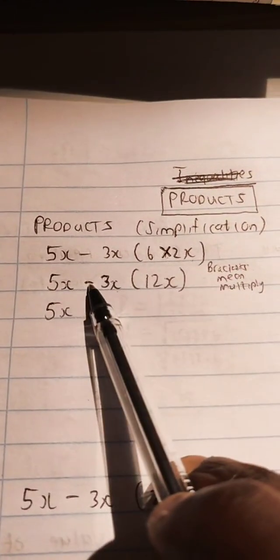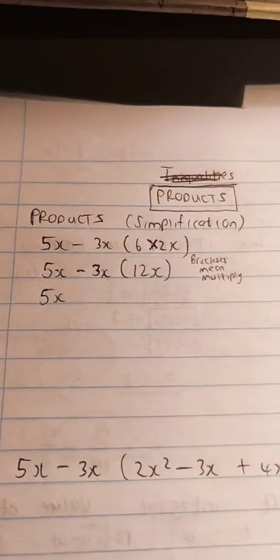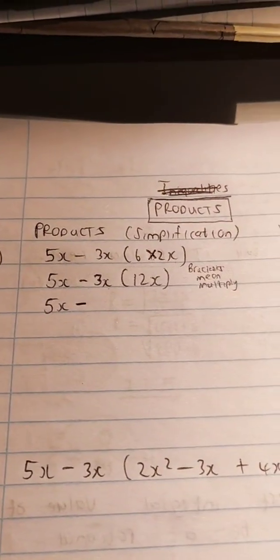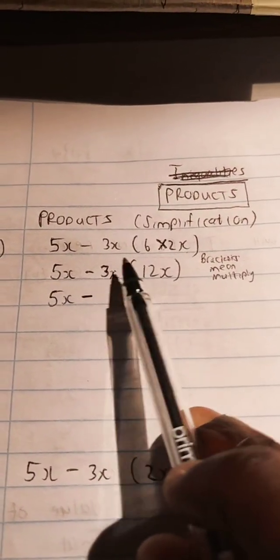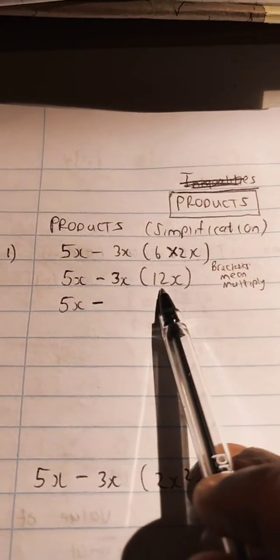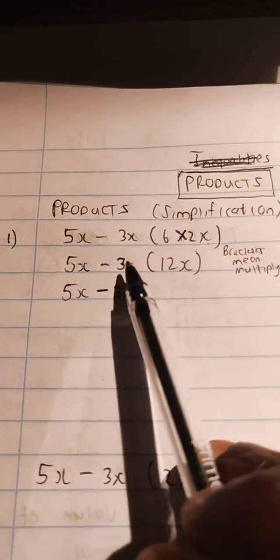So let's go. What's a negative times a positive? A negative times a positive, guys, is a what? A negative times a positive gives us a negative. Then we move on to the number. 3 times 12. What's 3 times 12? 36. Then we move on to the letter.